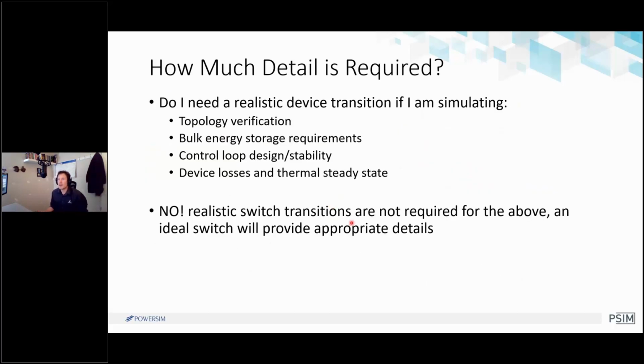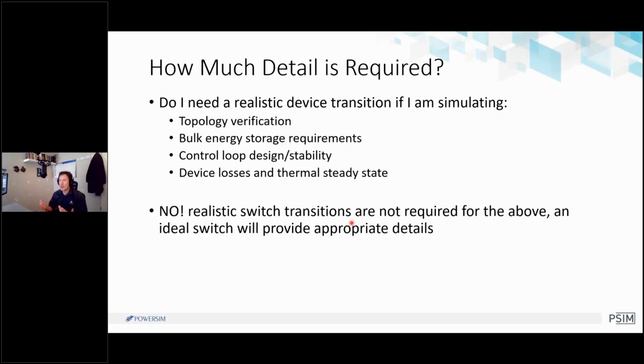So how much detail is required? This cycles back to our initial reason for running a simulation. What are we trying to do? Are you trying to verify the topology? Are you trying to verify how much energy storage you need, like inductor and capacitor sizing? Are you trying to design control loops, or are you looking at device losses and thermal steady state?